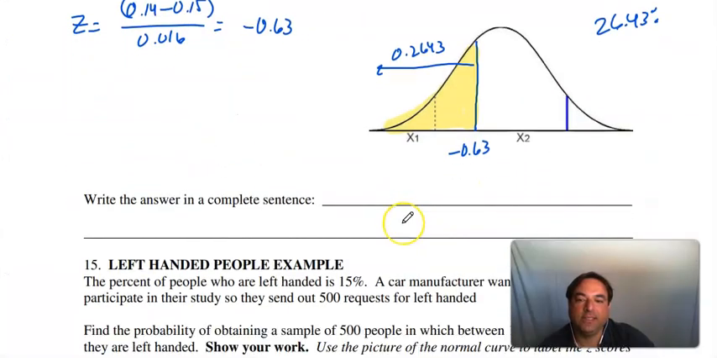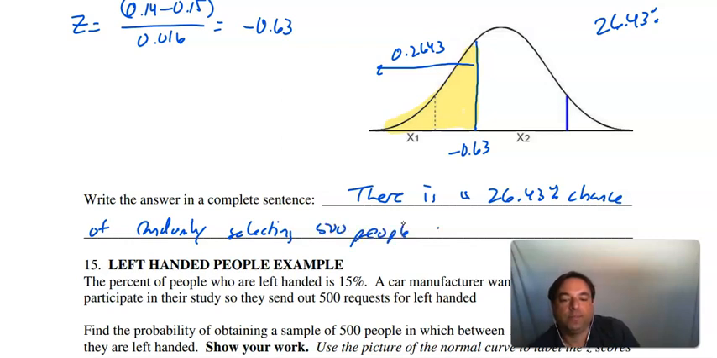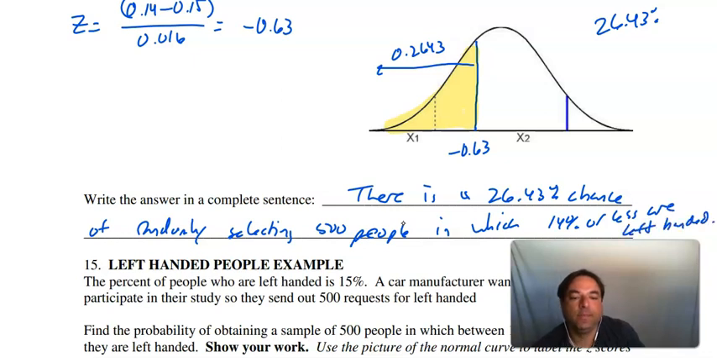So now we write the sentence. There is a 26.43% chance of randomly selecting 500 people in which 14% or less are left-handed.